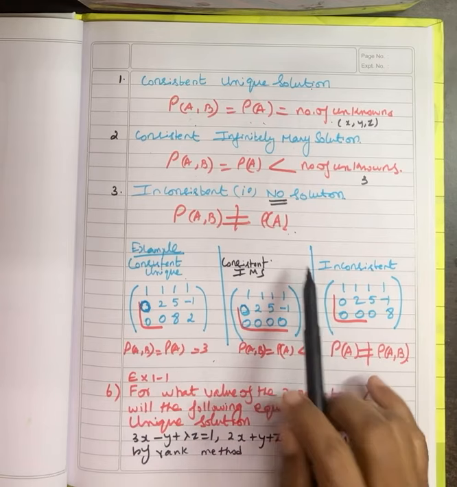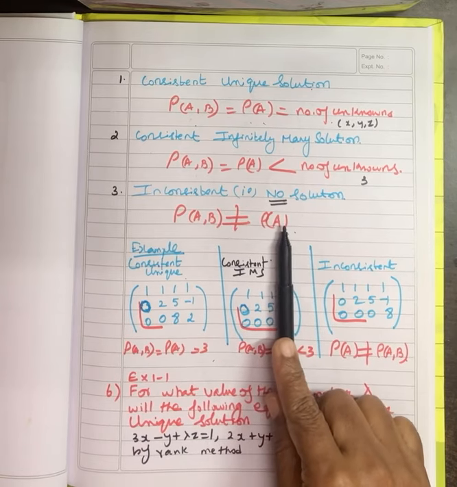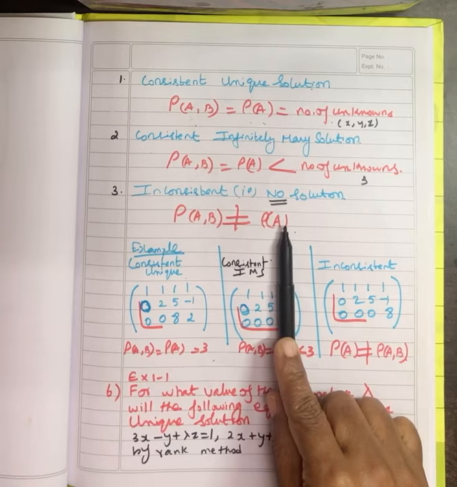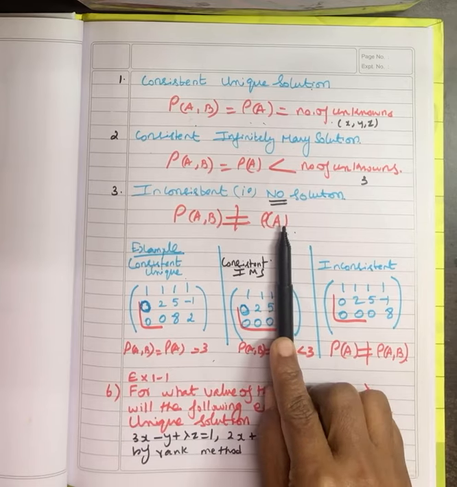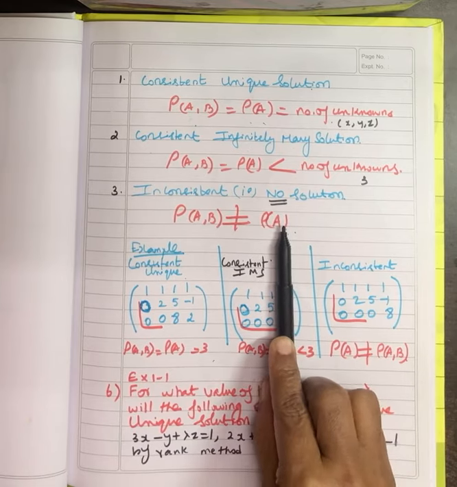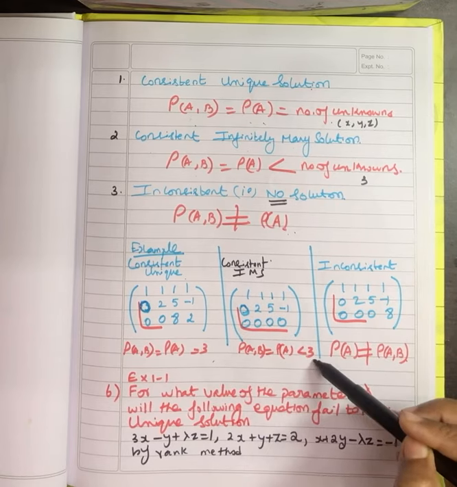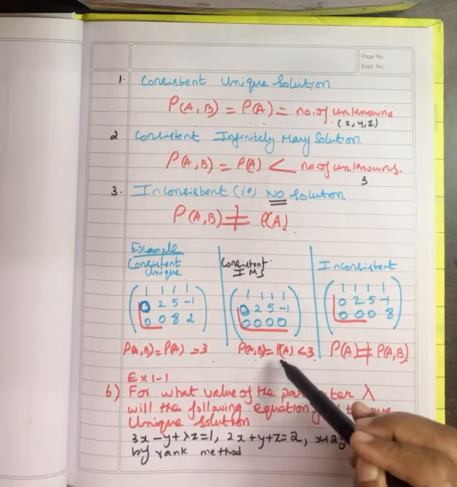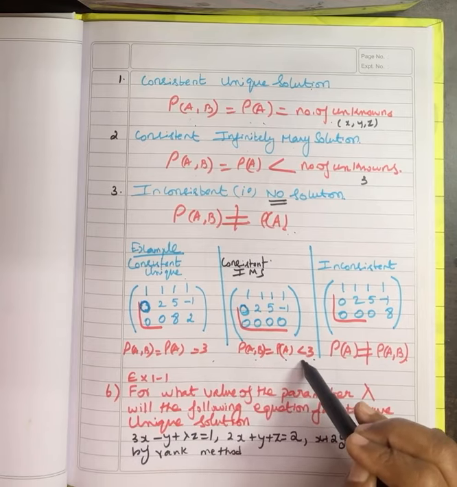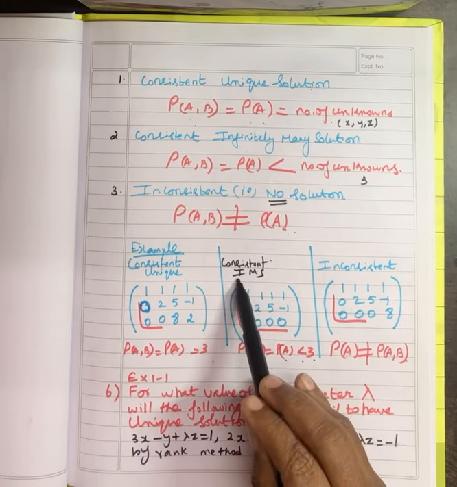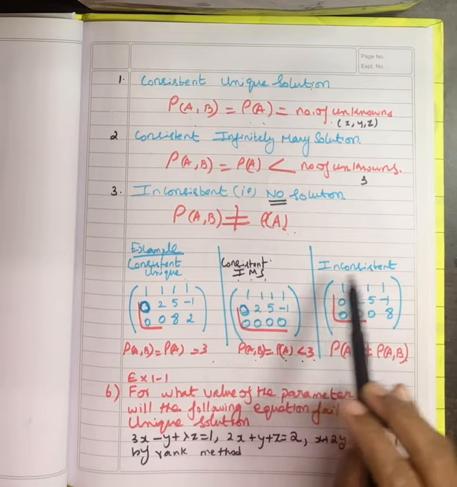Equivalent form. This is A. Rank of A is 2 because the last row is a 0 row. Rank of AB is 2, which is less than 3, the number of unknowns. These two are equal but less than 3, so it is consistent with infinitely many solutions.